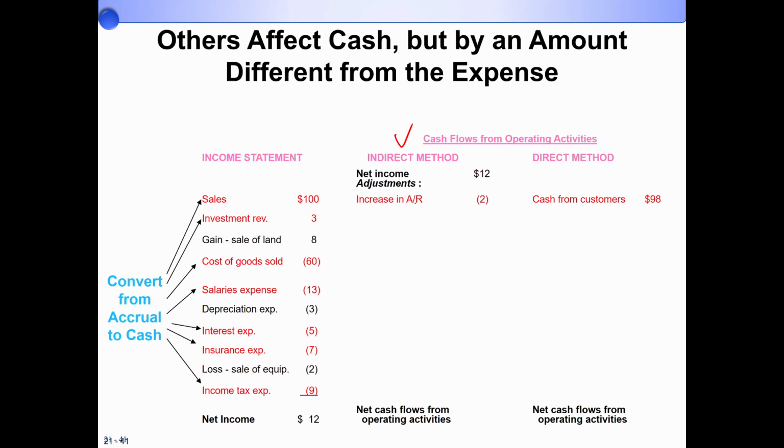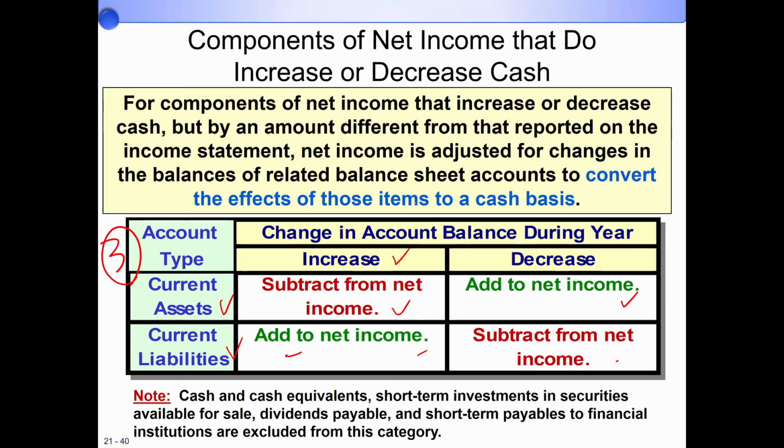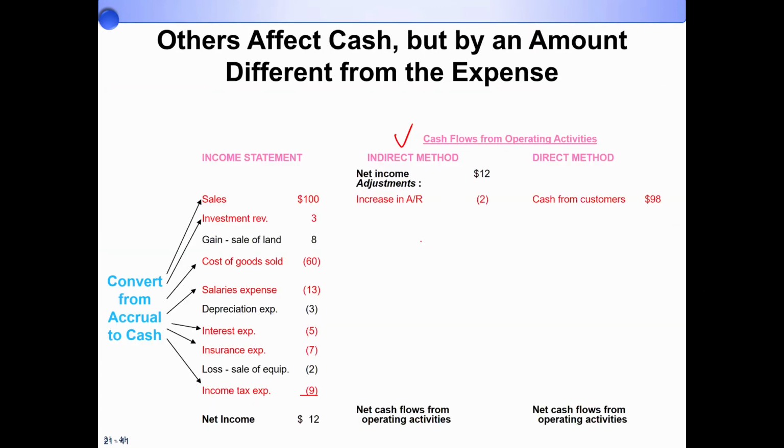Accounts receivable increase for 2, right? Remember the rules. Accounts receivable is a current asset, and an increase means you need to subtract. So we subtract accounts receivable from the net income.